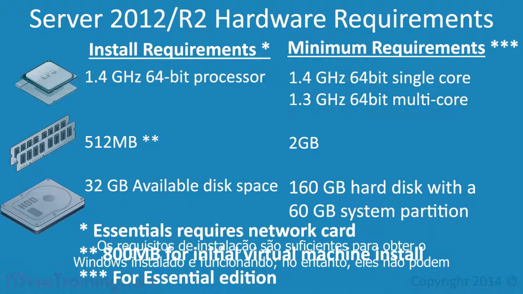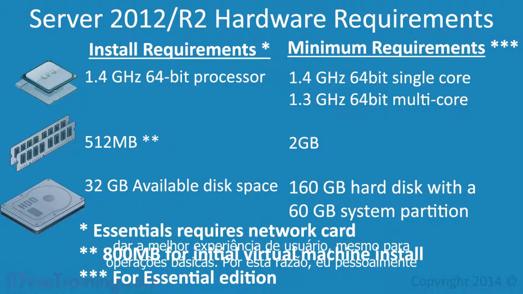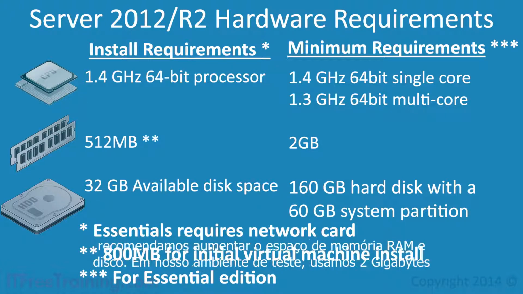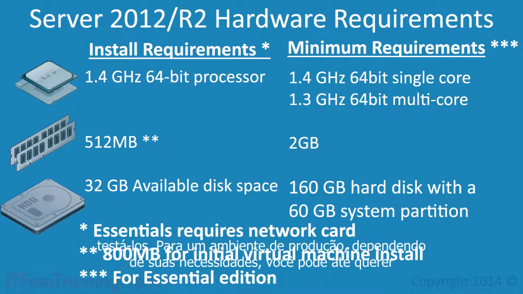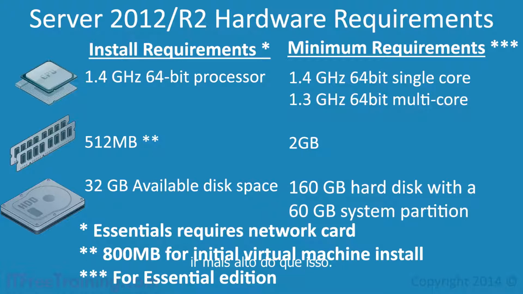The install requirements are enough to get Windows up and running. However, they may not give the best user experience even for basic operations. For this reason, I would personally recommend increasing the RAM and drive space. In our testing environment, we use 2 gigabytes of RAM and 100 gigabytes of drive space. This allows us to install additional roles and test them out. For a production environment, depending on your needs, you may even want to go higher than this.